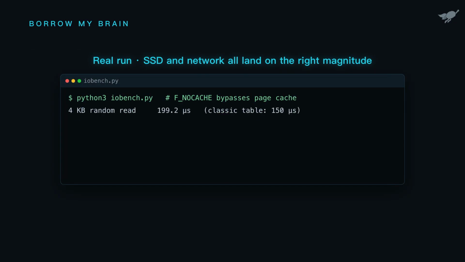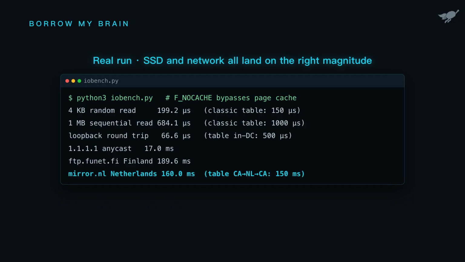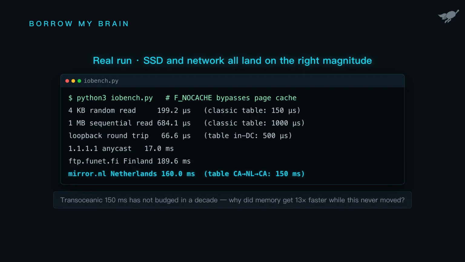Read 4 KB randomly from SSD. Measured 199 microseconds. The table says 150. Same order of magnitude. Read 1 MB sequentially, 684 microseconds. The table says 1 millisecond. That checks out too. Then, the network. A loopback round trip on the same machine, 67 microseconds. And the prettiest one is this.